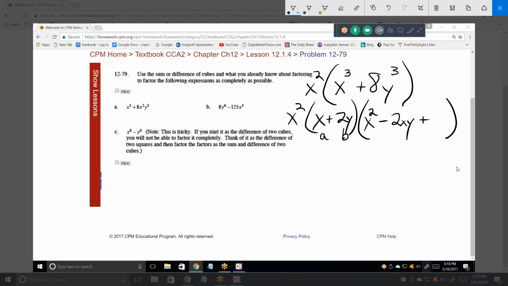What is that? 4y squared. That's how you factor that. That's the answer they're looking for. Factor it as completely as possible.